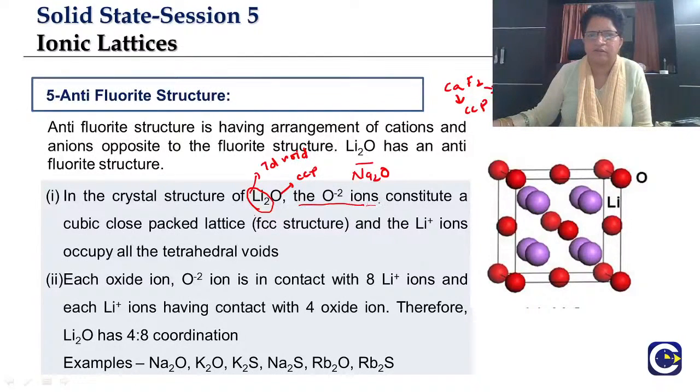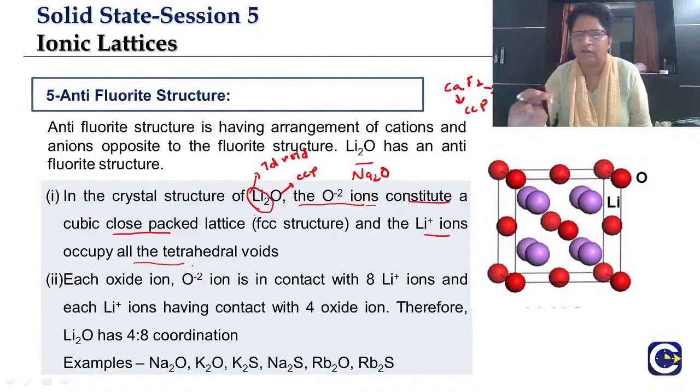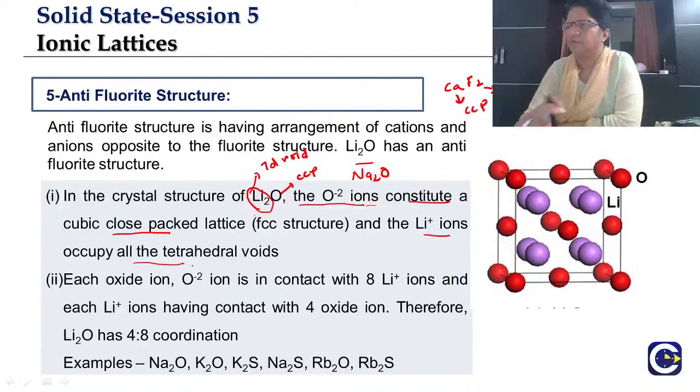The oxide ions constitute a cubic closed packed structure and lithium ions occupy all the tetrahedral voids. You are able to understand the difference between how we have got it for fluorite and anti-fluorite structure, how we are writing the formula? Clear the mind. How we are getting the reverse formula.